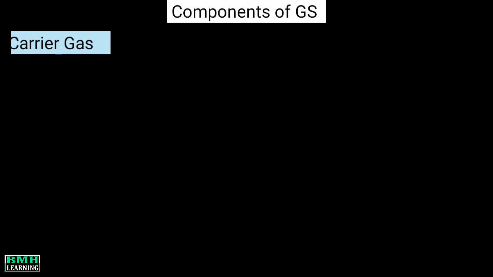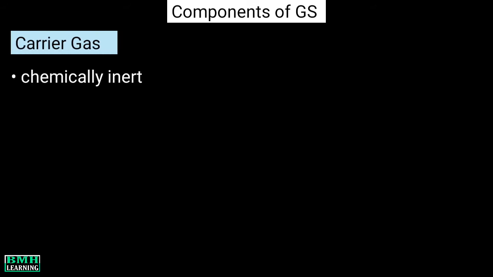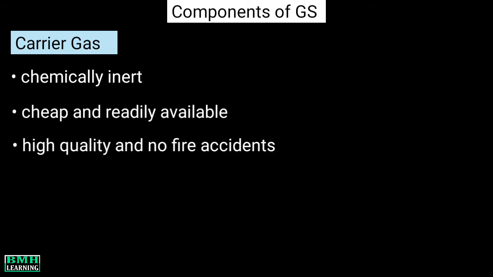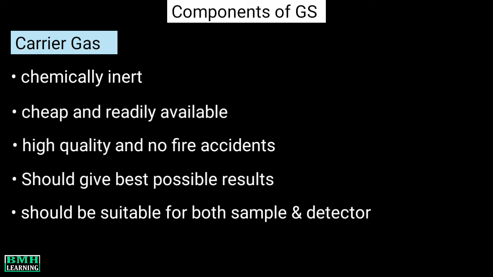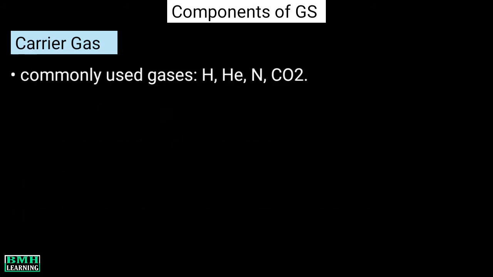The carrier gas must fulfill the following criteria. It should be chemically inert. The gas should be cheap and readily available. It must be of high quality and should not result in fire accidents. It should give best possible results. Apart from these, it should also be suitable for both the sample to be analyzed and the detector being used. The commonly used gases are hydrogen, helium, nitrogen and carbon dioxide.